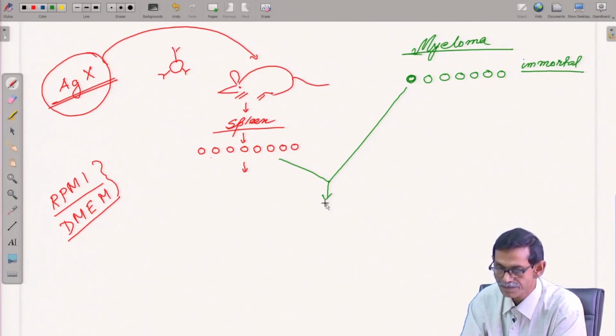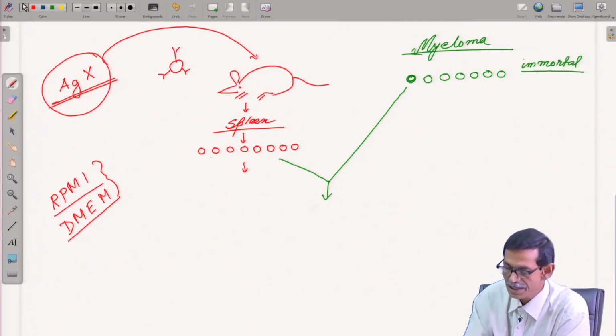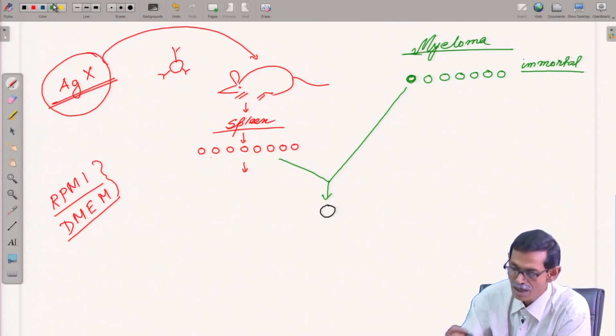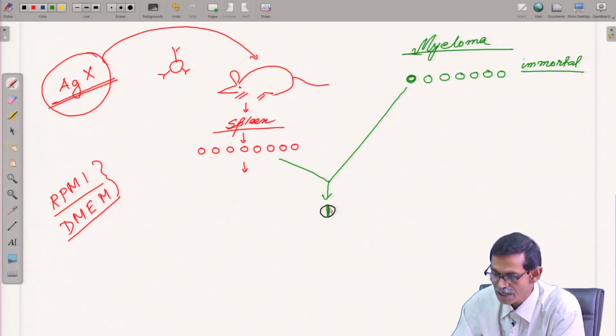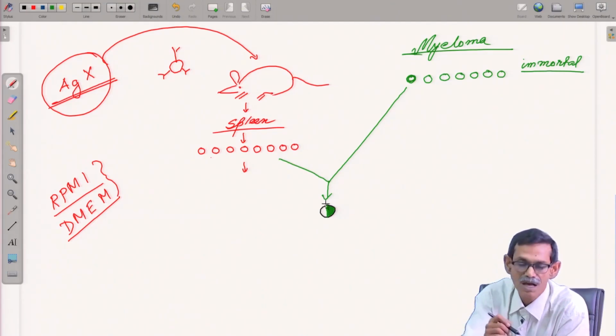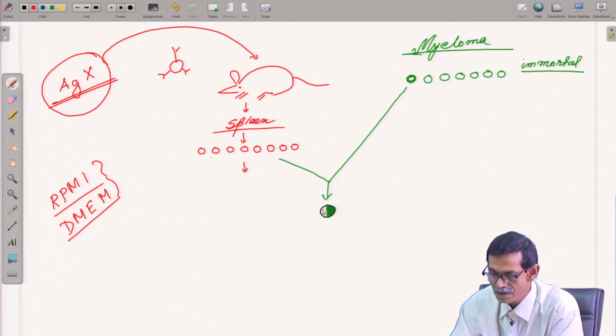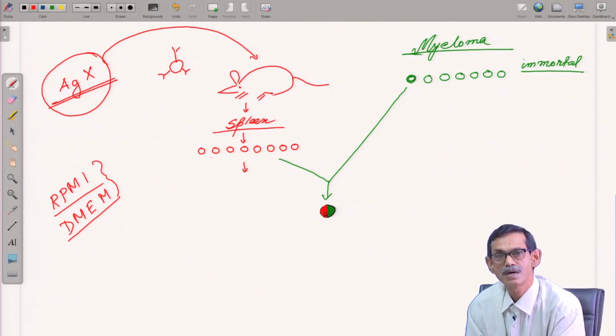We will get a cell which will have half the property of myeloma, that means they will be immortal, and half the property of this B cell, that means they will produce antibody. So, how to do that?